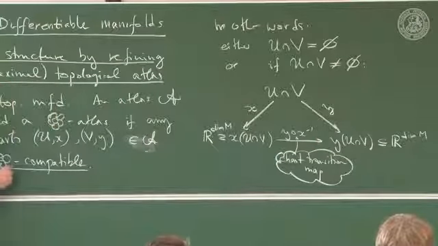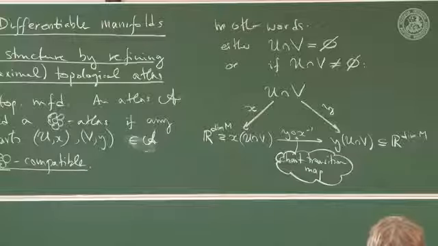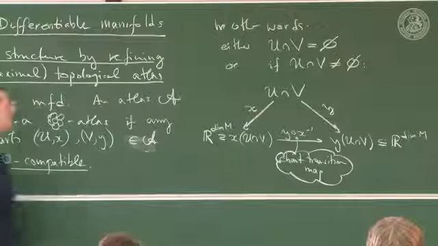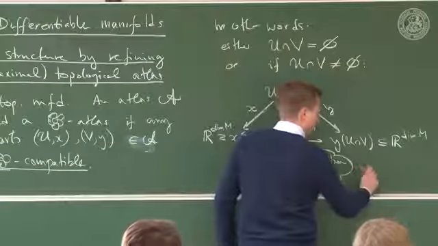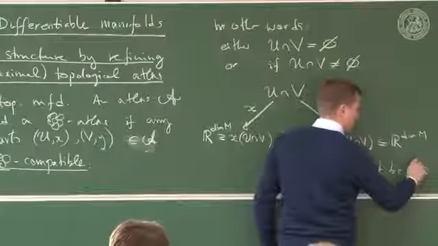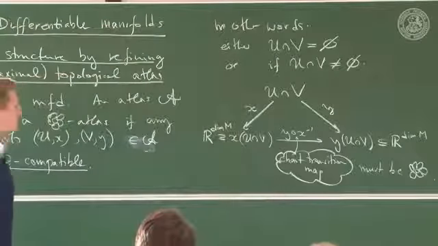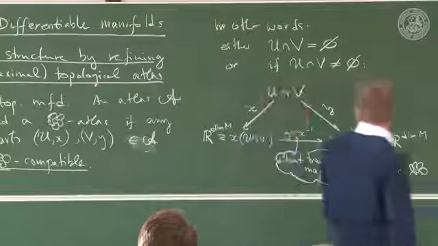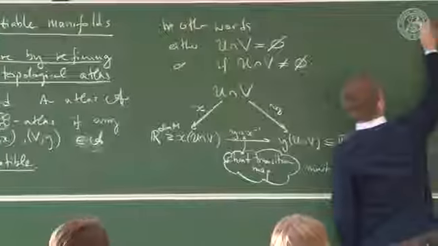But now we don't want the chart transition maps to be pairwise C0 compatible, but we want them to be flower compatible. So the requirement is that the chart transition map must be flower. Full stop. Okay, so before you think I finally turned nuts, what is flower?